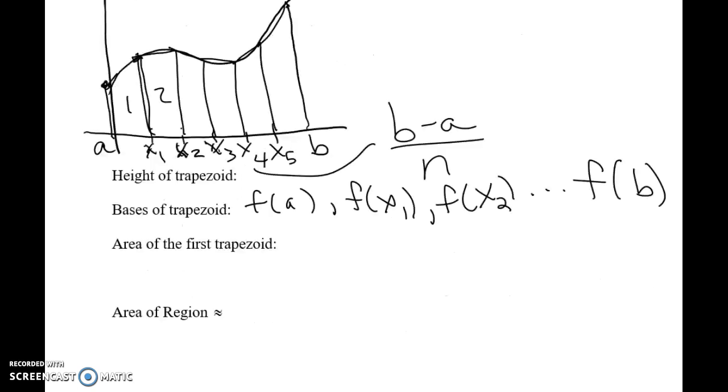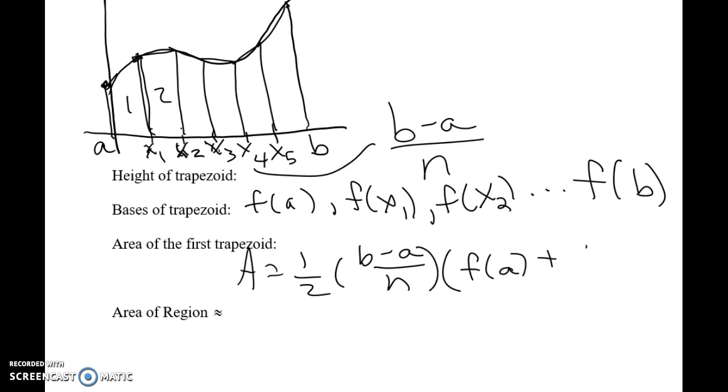So now let's figure out the area of the first trapezoid. Area is 1/2 the height, which is B minus A over N, times B1 plus B2. And the first base was f of A, and the second base was f of x1. That is just the first trapezoid.